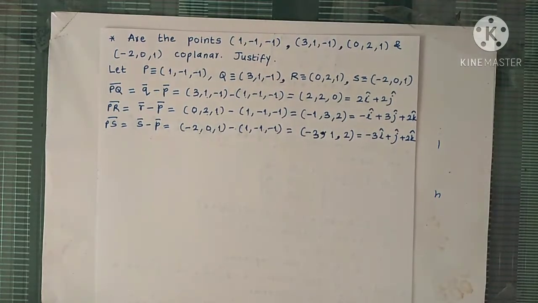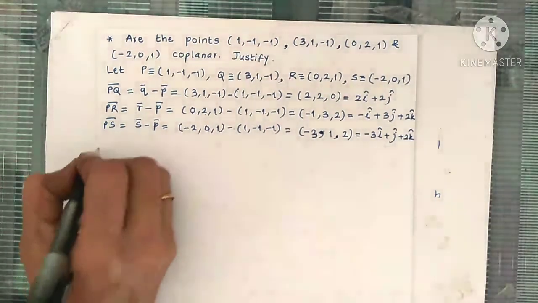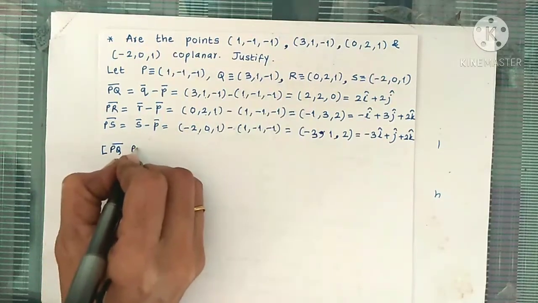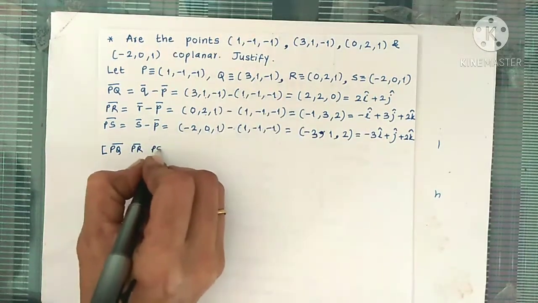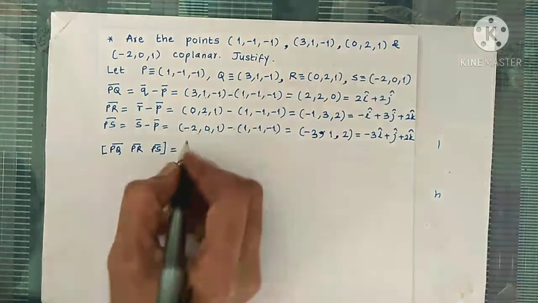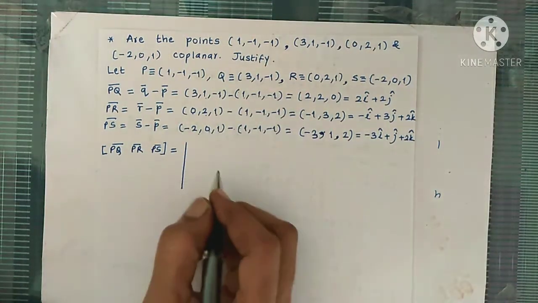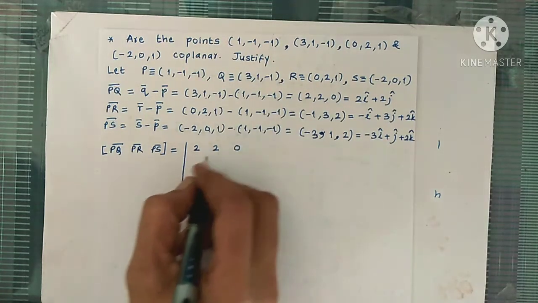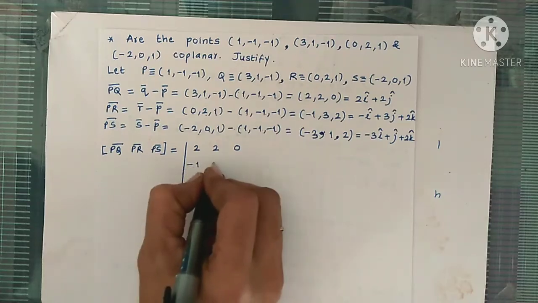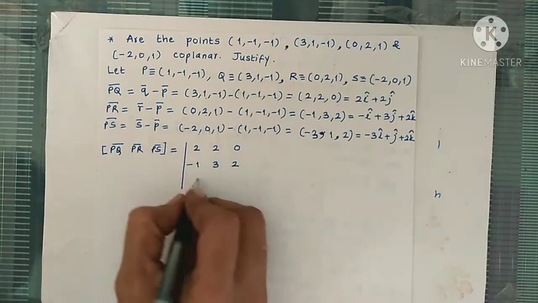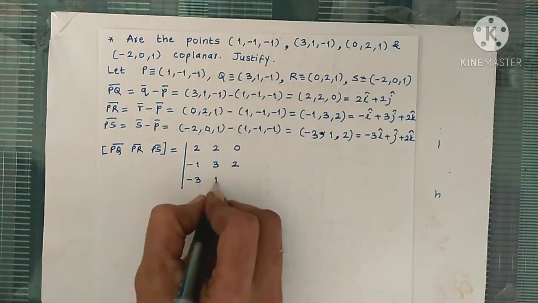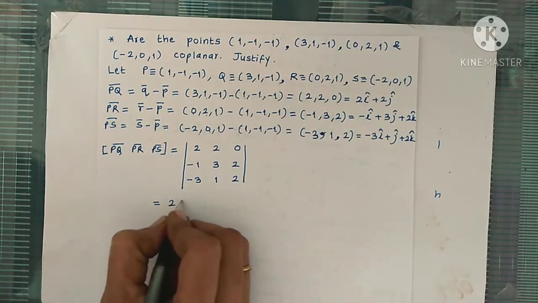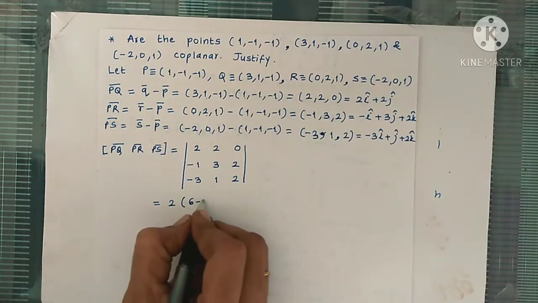Now let's find out the scalar triple product of these 3 vectors, PQ bar, PR bar, PS bar. So the scalar triple product is a determinant. First row is 2, 2, 0. Next is minus 1, 3, 2. And this is minus 3, 1, 2. So the expansion gives us 2 into 6 minus 2.